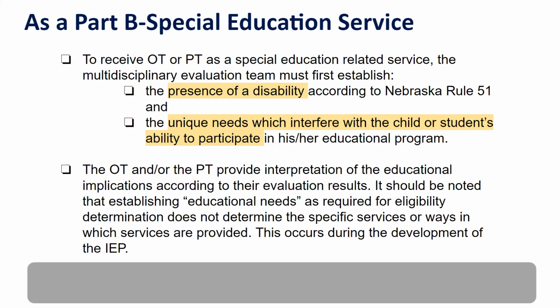So the occupational therapist or the physical therapist might provide some interpretation of the educational implications, but it's the team's decision to talk about if that student has a unique need which significantly interferes with the child's ability to participate in the educational program. And so not every child with a fine motor deficit may need occupational therapy support. So that's where the team comes together and decides if that student as part B needs that specific support and service in order to access their educational program. Any questions on that?